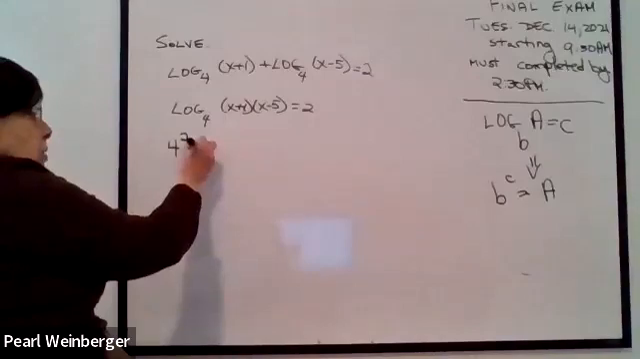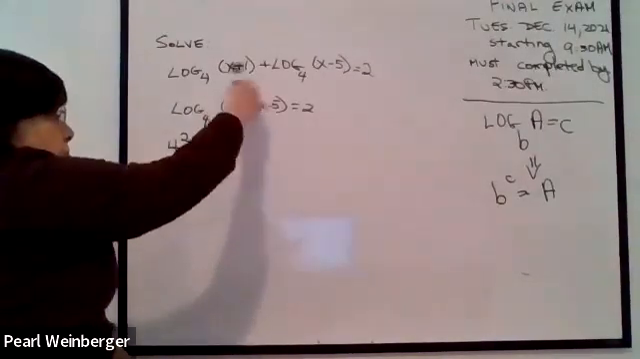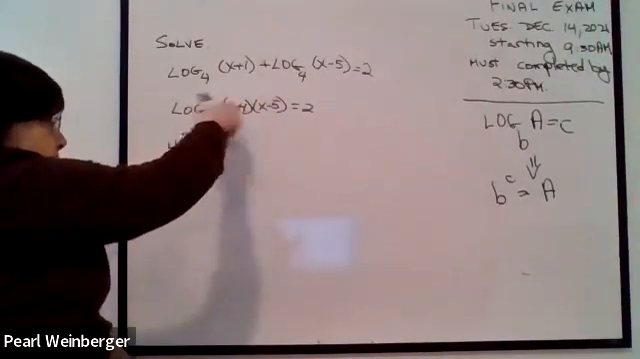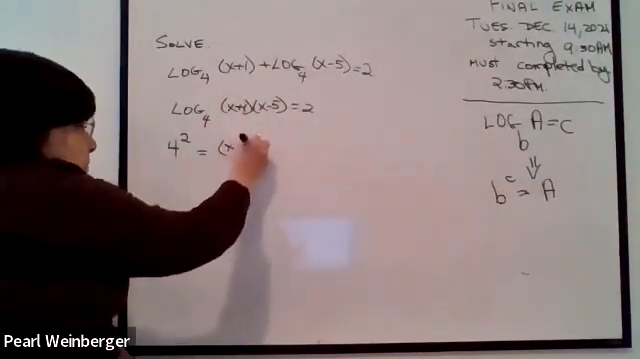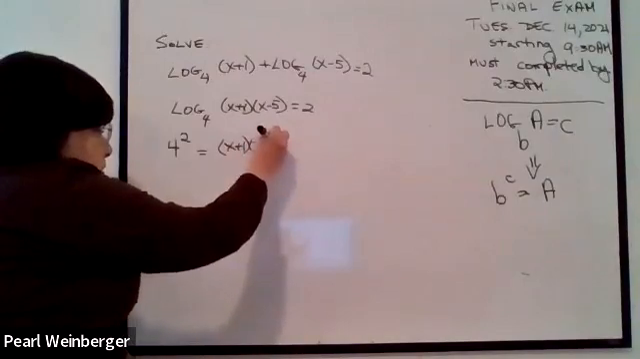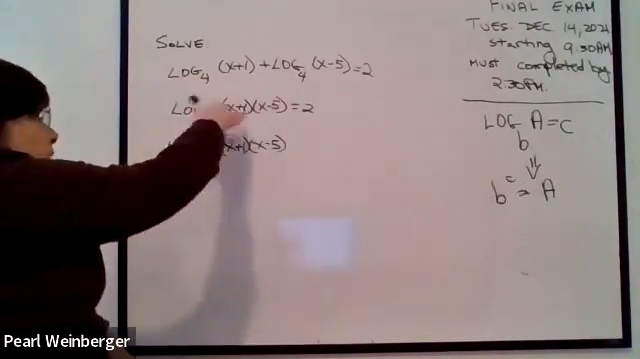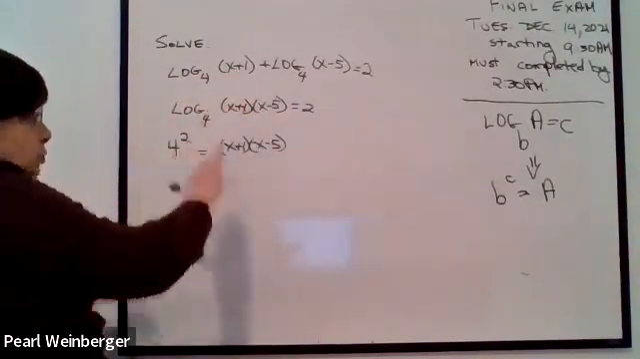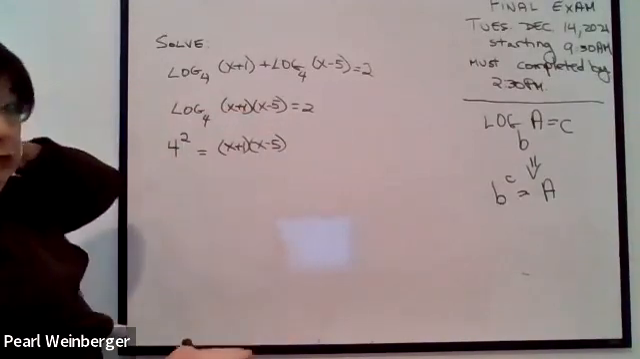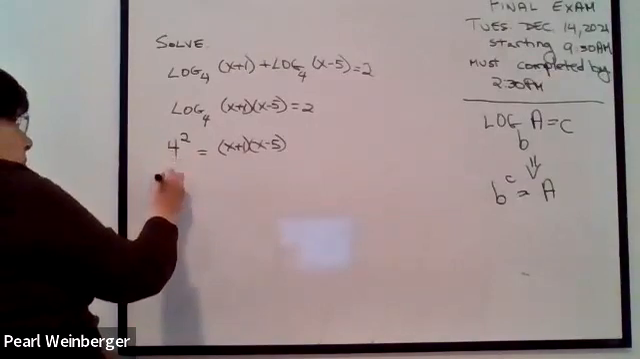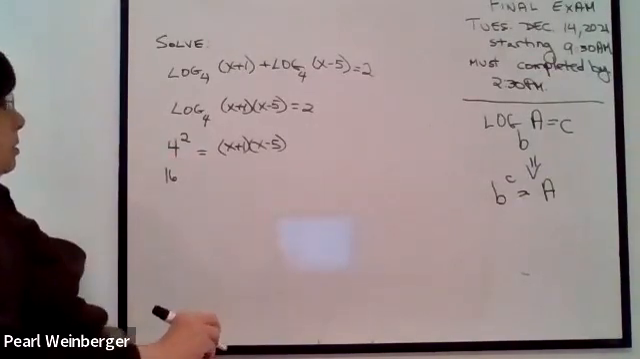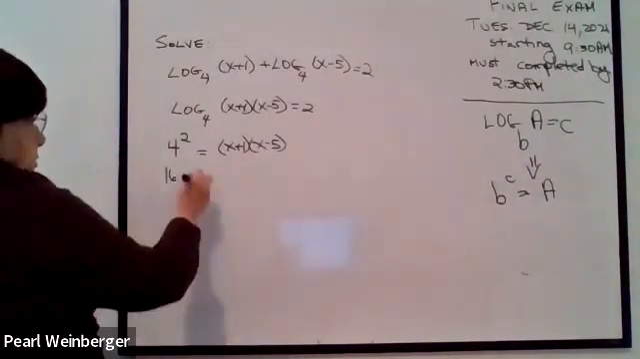So this means 4 to the 2 equals whatever's next to the word log, which is the x plus 1 times the x minus 5. So we've gone from a log equation to a regular algebra equation. And in order to solve this, we have to do 4 squared, which is 16.